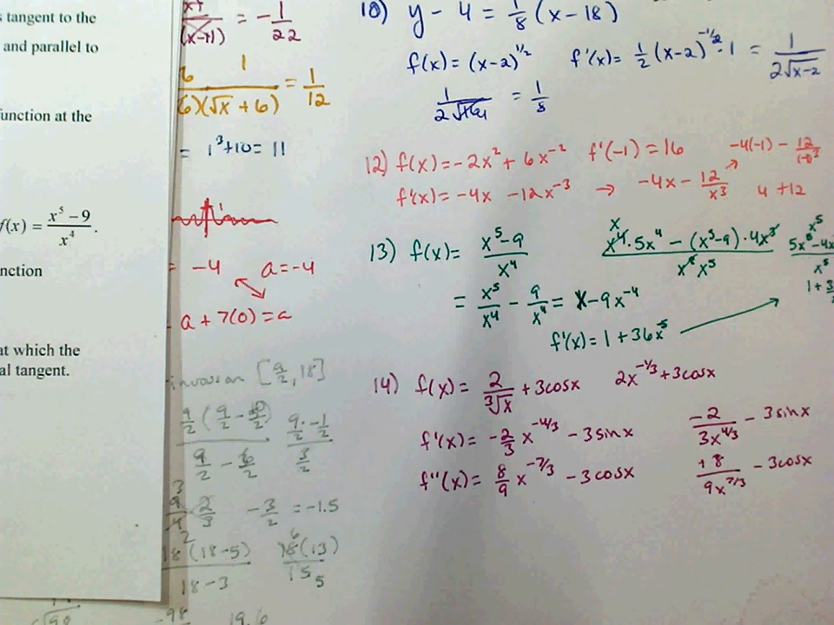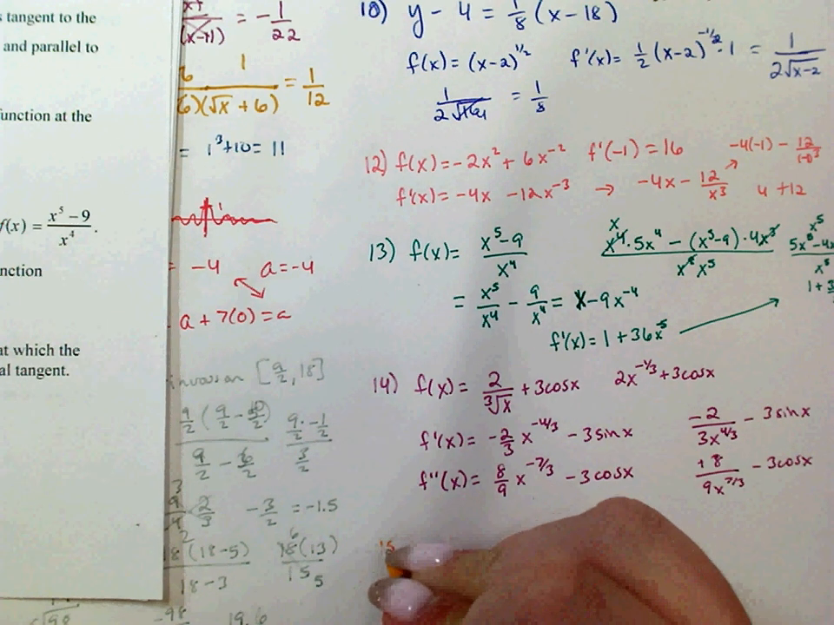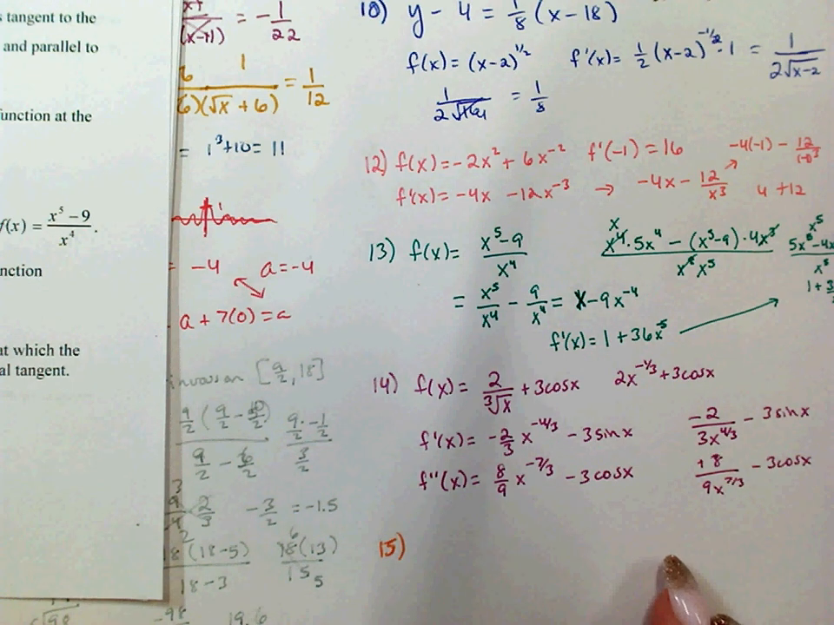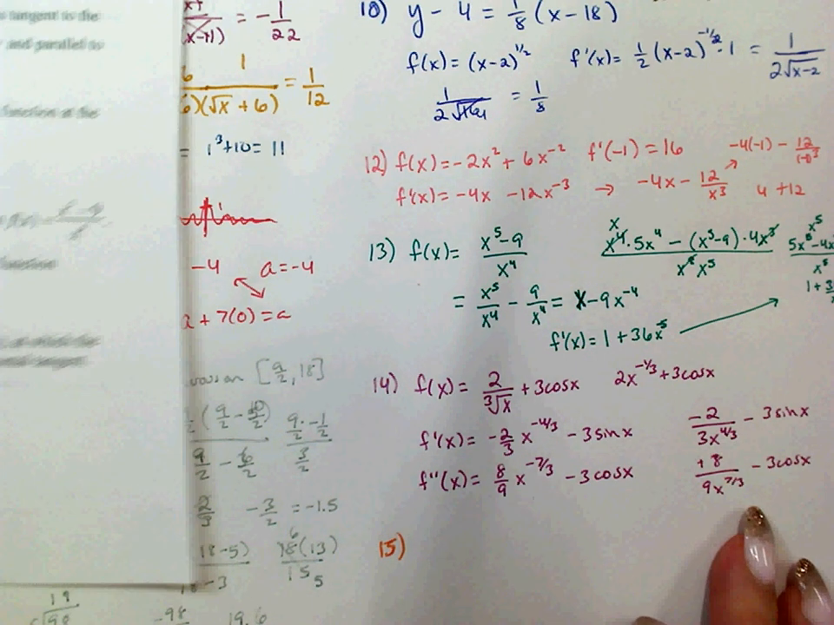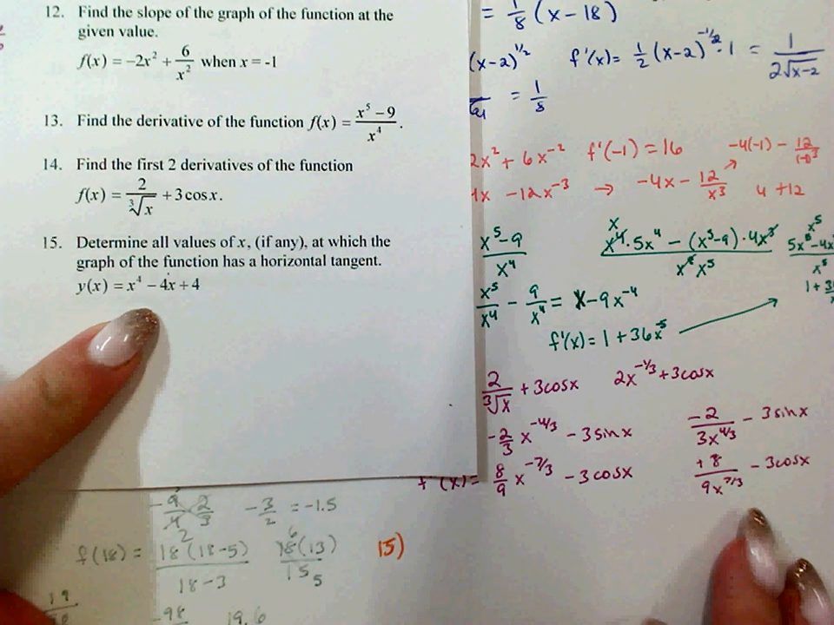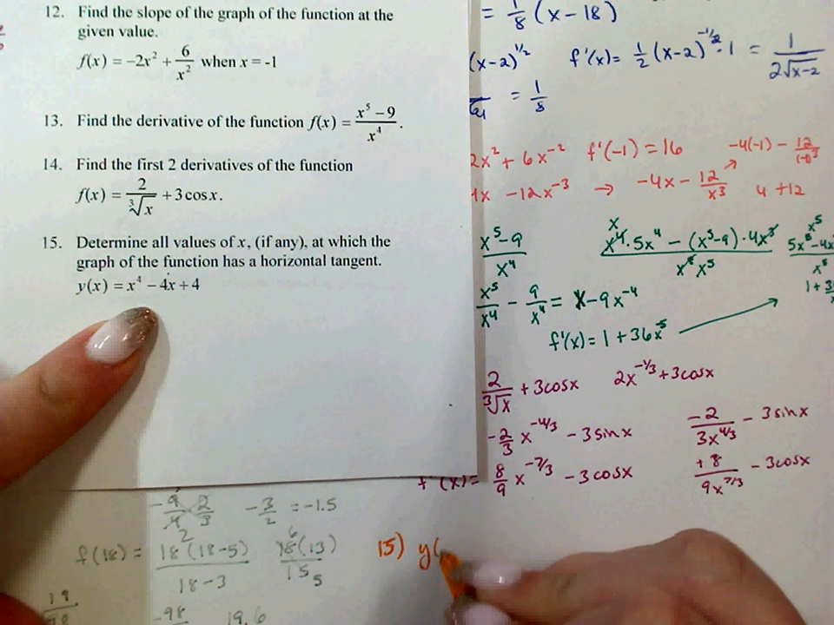Number 15. It says, determine all the values of x, if any, at which the graph of the function has a horizontal tangent line. So horizontal tangent of this.